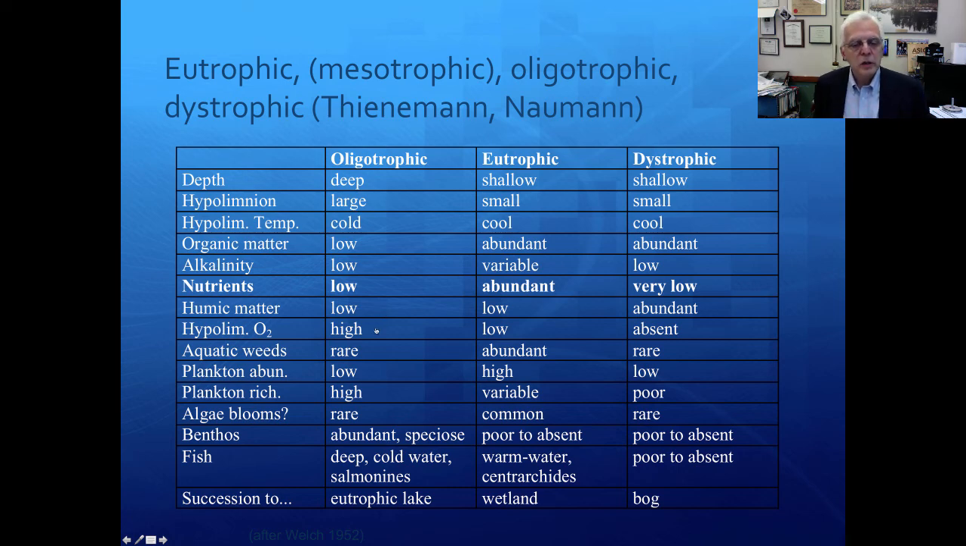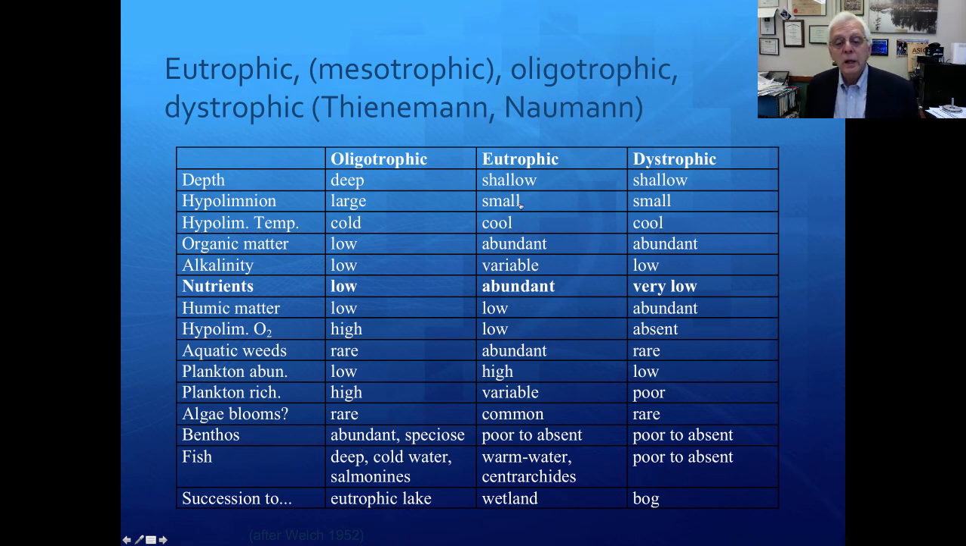They usually have lots of oxygen in the deep waters. They rarely have very many aquatic weeds, although those that are there are very healthy and speciose, that is to say they have high biodiversity. Plankton abundance tends to be low. Plankton richness, that is, number of kinds of things for fish to eat, is very high. Algae blooms really don't occur very much. And benthic organisms that fish eat, they have high abundance of. And fish tend to be deep-dwelling, cold water fishes or cool water fishes, and salmonines, that would be things like trout and salmon and whitefish.